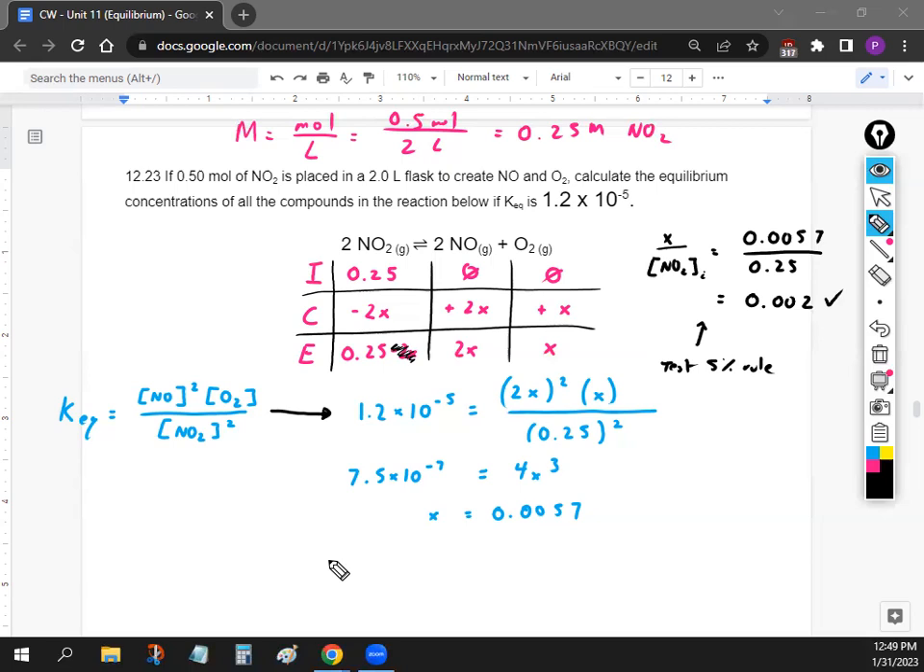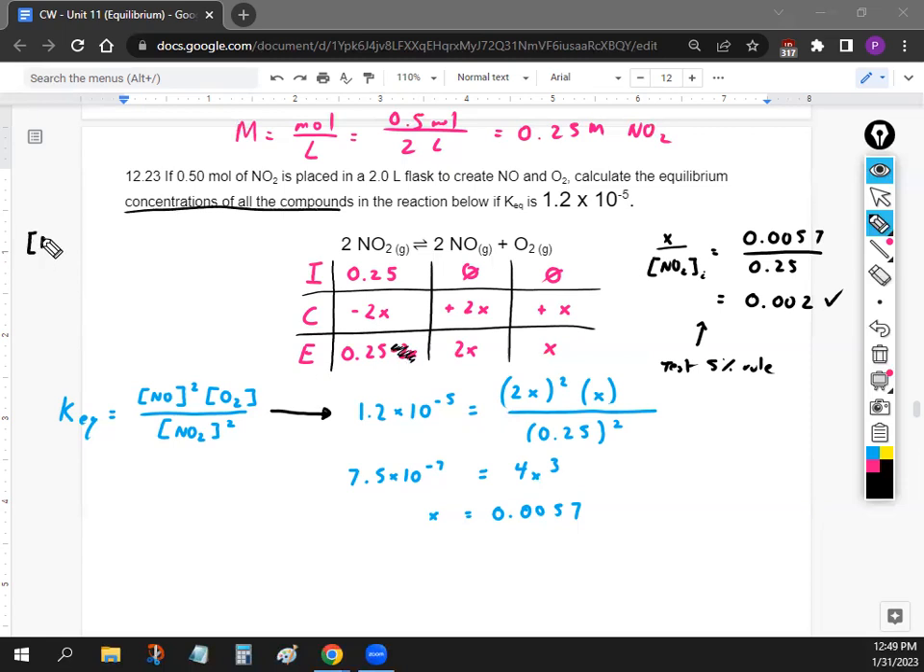Because at that point it's just rounding issues, so it's not a big deal. Good question though. Any other questions? Okay, so we got our change, and then from here you just need to plug it in, and that will give you your concentrations, because it's asking for the concentrations of all the compounds. So we got to answer what they're looking for.